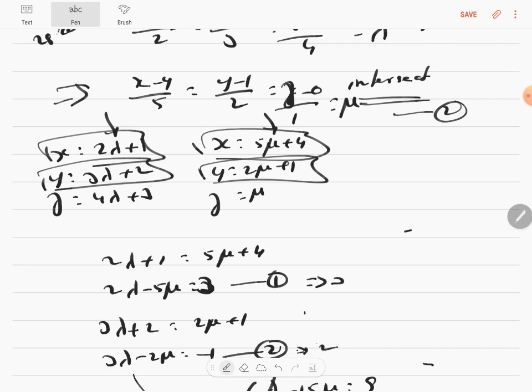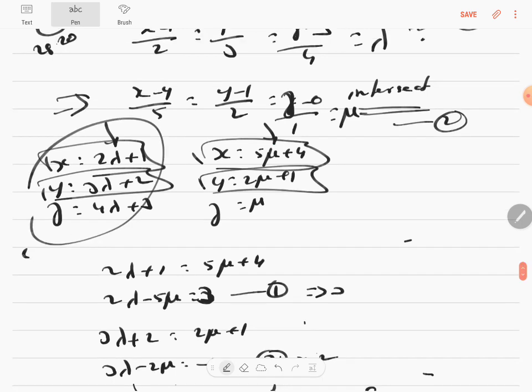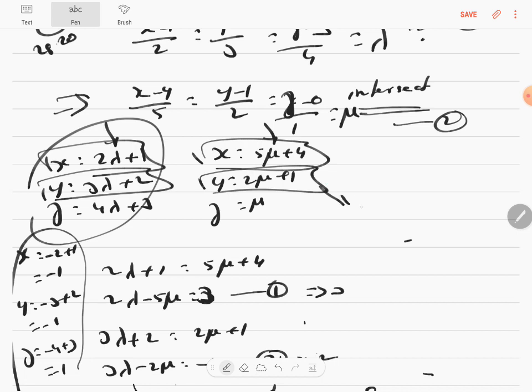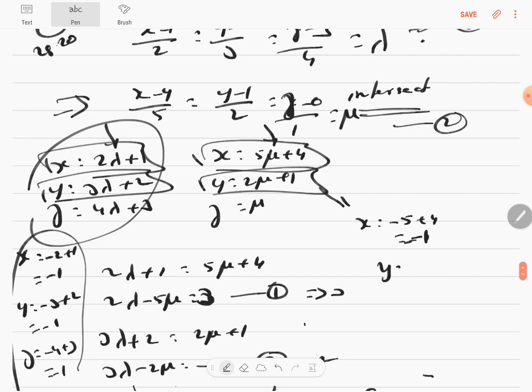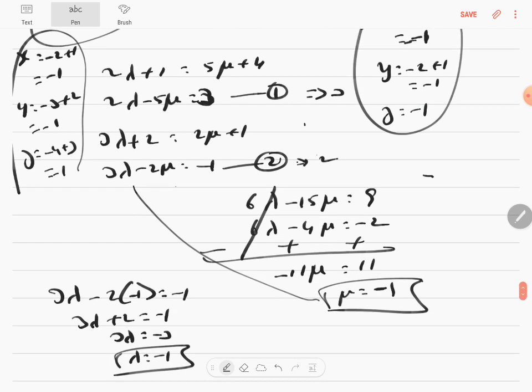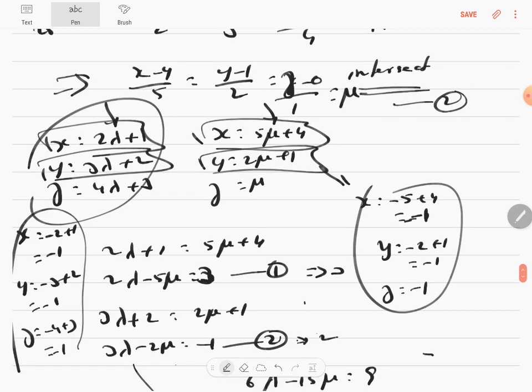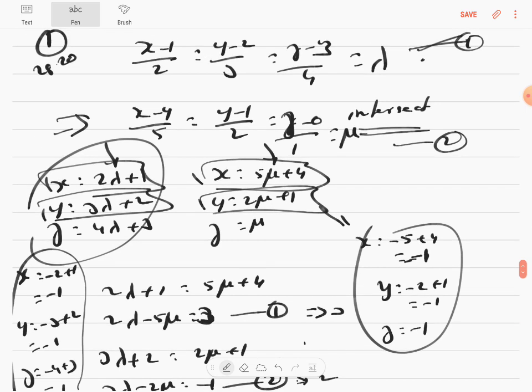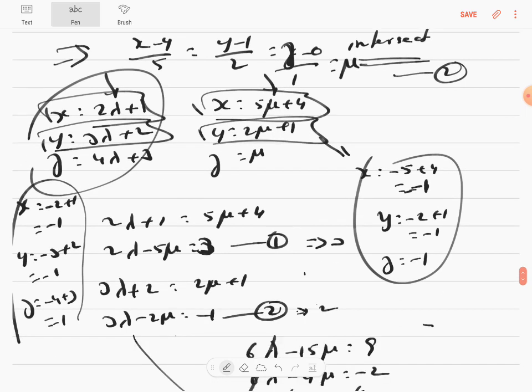So what do you get? In this case, you get x to be minus 2 plus 1, it's minus 1. Y is equal to minus 3 plus 2 is minus 1. Z is equal to minus 4 plus 3 is minus 1. Substitute mu here, x is equal to minus 5 plus 4 is minus 1. Y is equal to minus 2 plus 1 is minus 1. Z is equal to mu itself, which is minus 1. Thus you get the same point of intersection, which confirms that they both intersect, and you get an intersecting point, which is also this, if they ask you for the point of intersection.